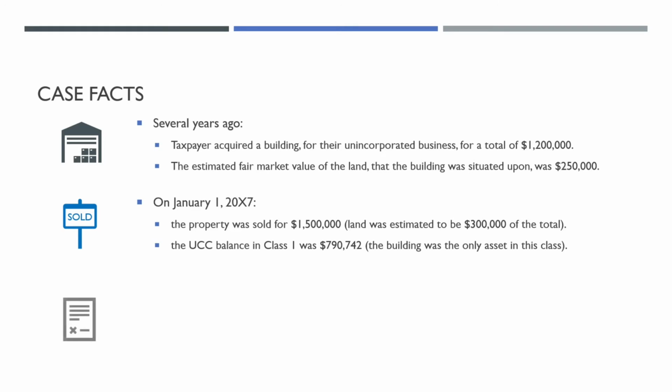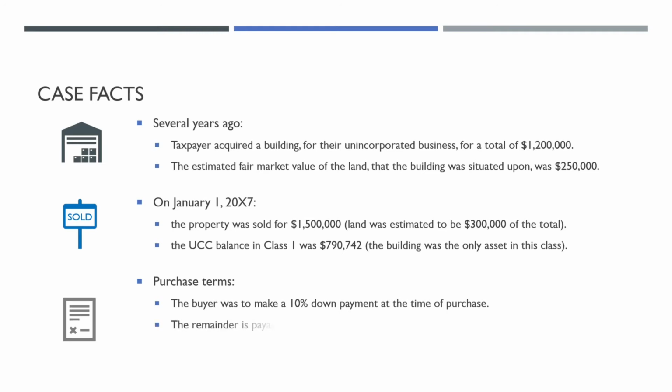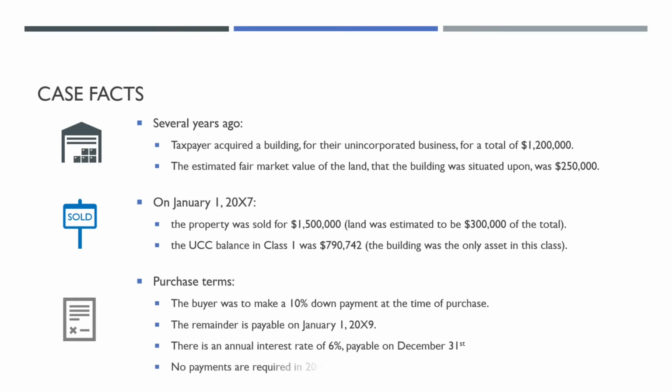The terms of the agreement. The purchase terms are as follows. The buyer was to make a 10% down payment at the time of purchase, so that would be $150,000 if we take $1.5 million and multiply it by 10%. The remainder is payable on January 1st of 20x9, a few years later. There is an annual interest rate of 6% payable on December 31st, but no payments are required in 20x7.